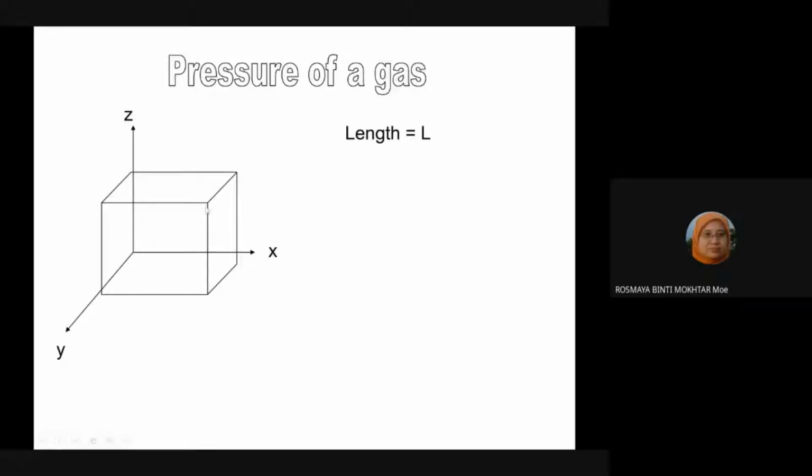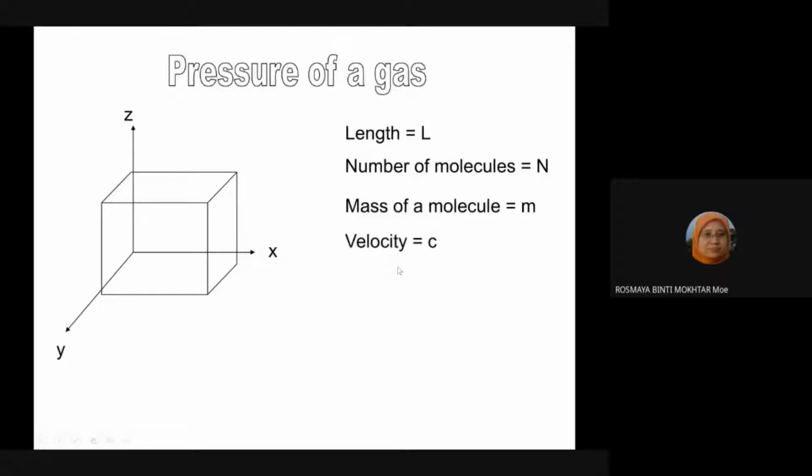Let's say the length of the cubic container is L, so all of the sides have length L. The number of molecules inside is N, capital letter N, and the mass of one molecule is M. The velocity of the molecule is C. Some books use V, but we refer to our textbook, the Oxford Fajar book, so we use C. It's easier for you to refer, but other books sometimes use V.